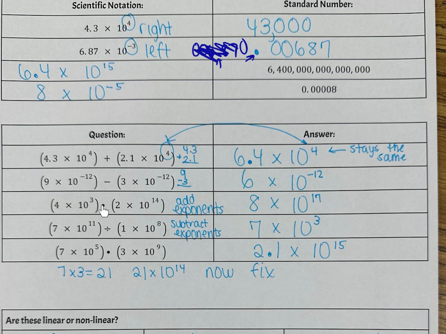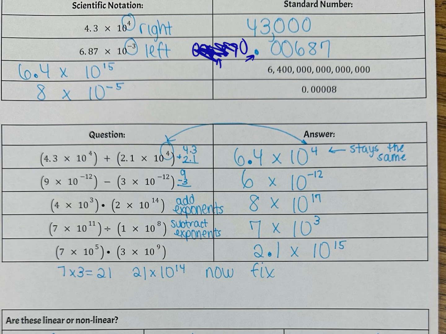All right, let's talk about multiply. Multiply, I'm going to multiply the front numbers, 4 and 2, but this time I add the exponents. 3 and 14 make 17. Dividing, I'm going to divide the front numbers, 7 divided by 1, and I'm going to subtract the exponents. That's how I get 10 to the third. Okay, this is the only one that was a little tricky, but there'll be more like this on the test.